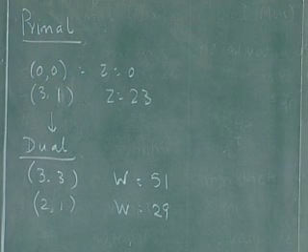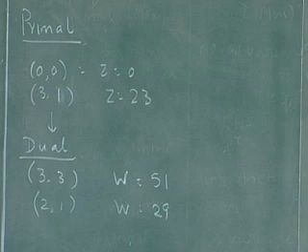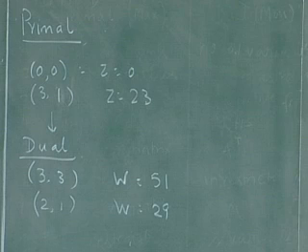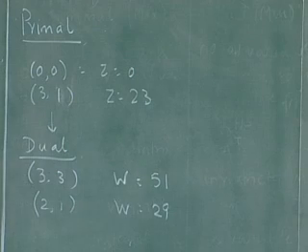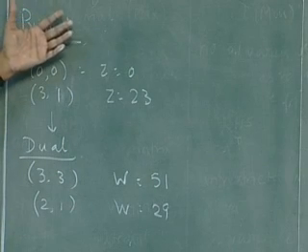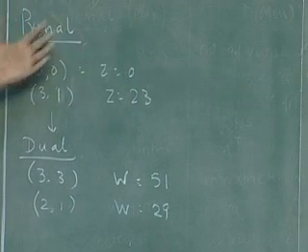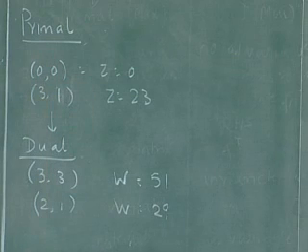Now the proof of the weak duality theorem is not very complicated. In fact, the way we have derived the dual, we have already assumed the weak duality theorem, because when we were deriving the dual, whatever combinations we saw were all feasible solutions to the dual, and they are all upper bounds to the objective function value of the primal at the maximum. So the weak duality theorem follows from the way the dual has been derived.